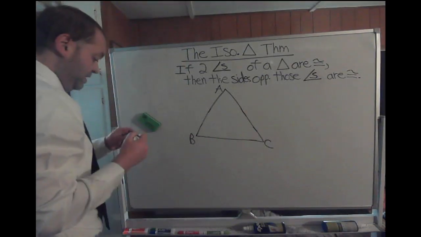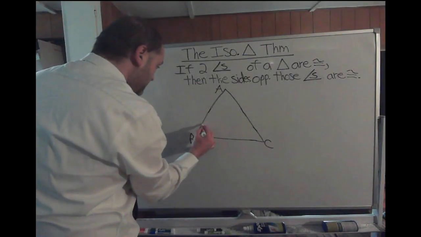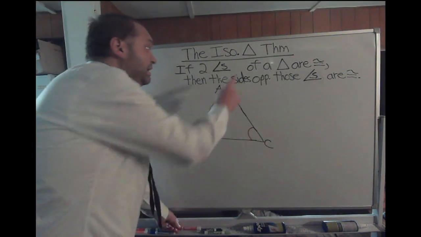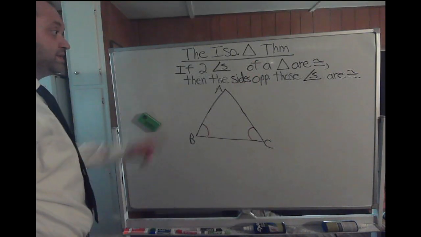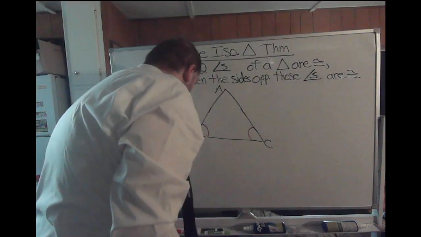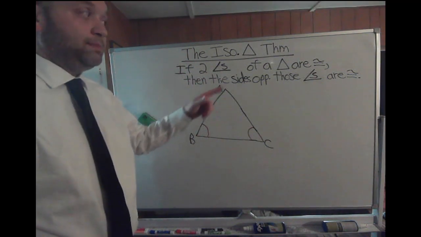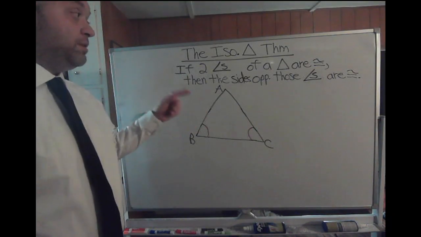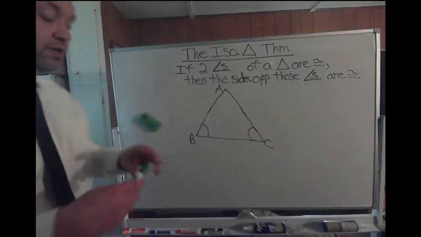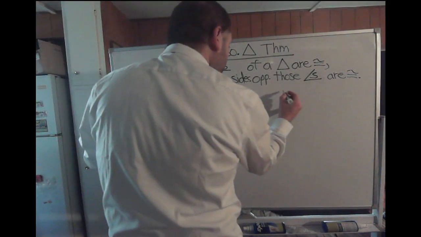Alright, so the second isosceles triangle theorem states that if two angles of a triangle are congruent, then the sides opposite those angles are congruent. So first, what we had was if two sides of a triangle are congruent, then the angles opposite those sides are congruent. Now we have if two angles of a triangle are congruent, then the sides opposite those angles are congruent. So here we see angle B is congruent to angle C.